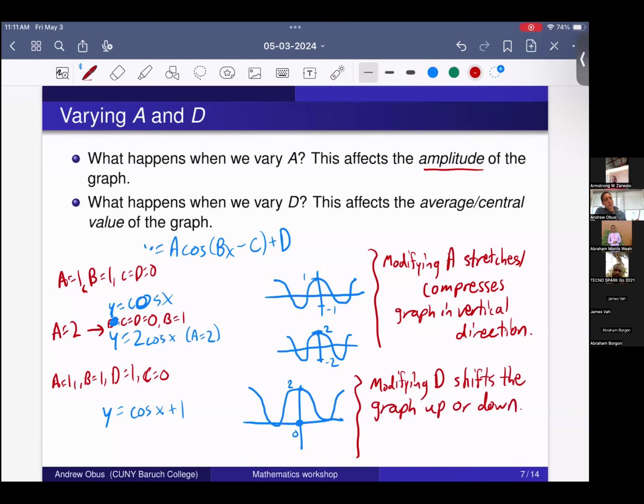Okay, so these are two things that we can change about these generalized cosine graphs. You can change the a, which won't change where the graph is centered, but it'll stretch it or compress it. Or you can change the d, which doesn't stretch or compress, but it does move the graph up or moves the graph down. Okay, any questions so far? We're just talking about A and D right now. So if you change A, it's a stretch, and if you change D, it's a vertical shift.